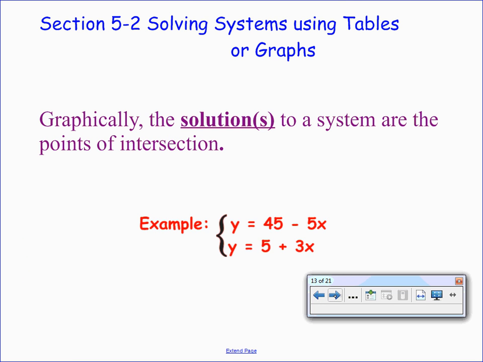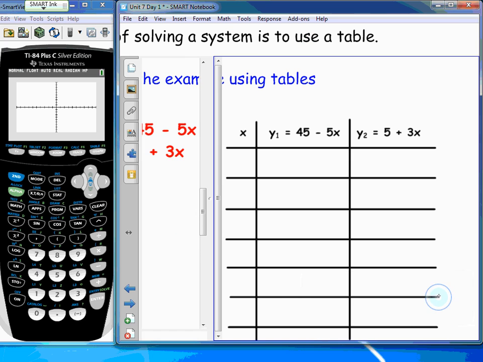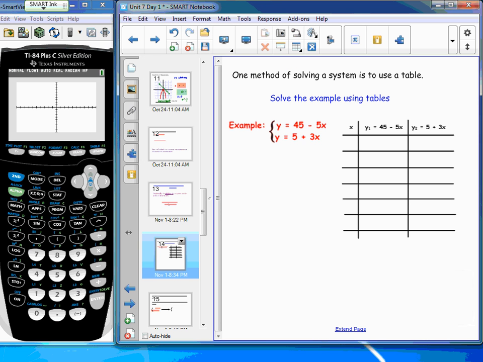Awesome. Okay, so what we're going to do now is take a look at solving systems using graphs and tables. And for this, we will be using our graphing calculator. So graphically, the solutions to a system are the points of intersection. Let's take a look at this one. y equals 45 minus 5x. y equals 5 plus 3x. So we're going to enter this in our graphing calculator and take a look at the tables.